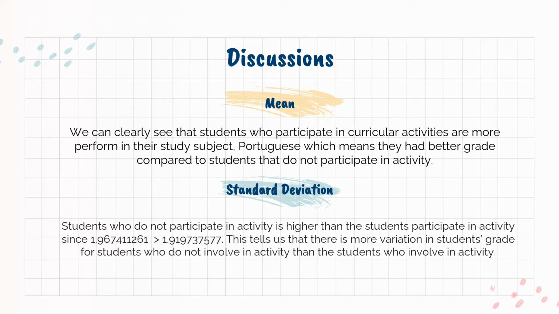While for the standard deviation, we can see that the standard deviation for the students who do not participate in activity is higher than for the students who participate in activity. This tells us that there is more variation in students' grades for students who do not get involved in activities than for the students who do.